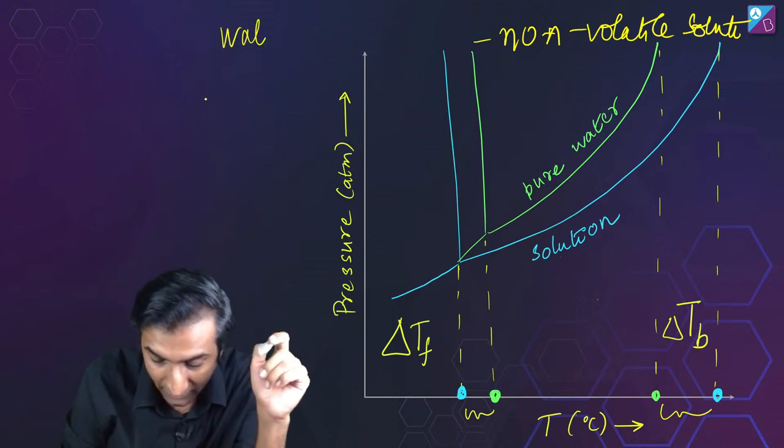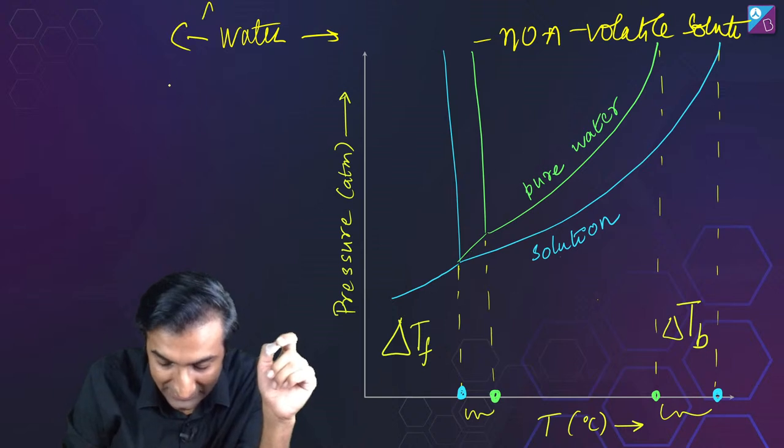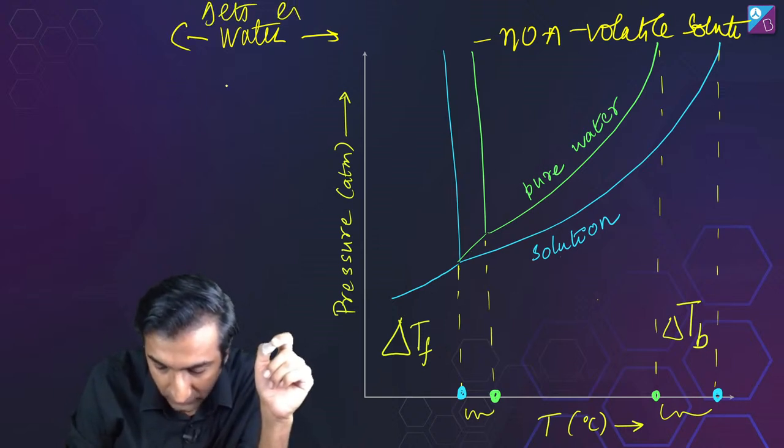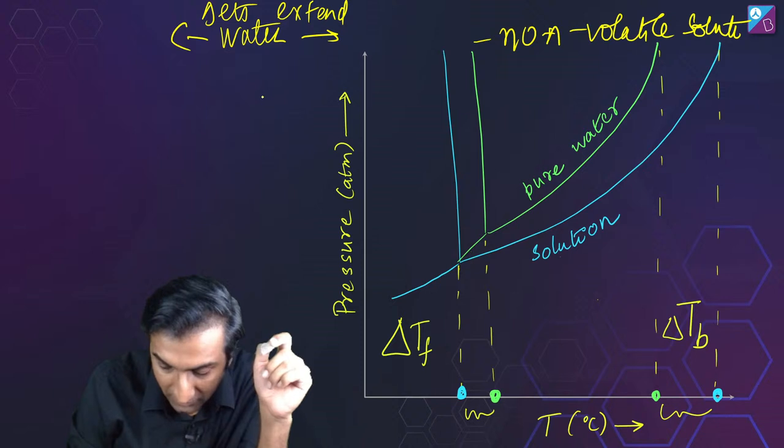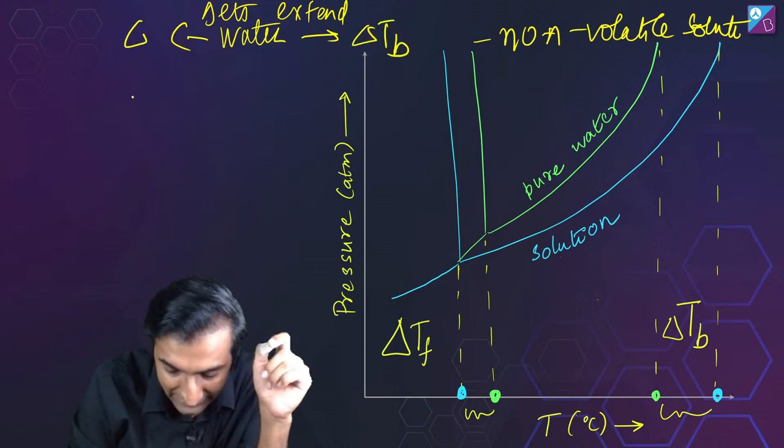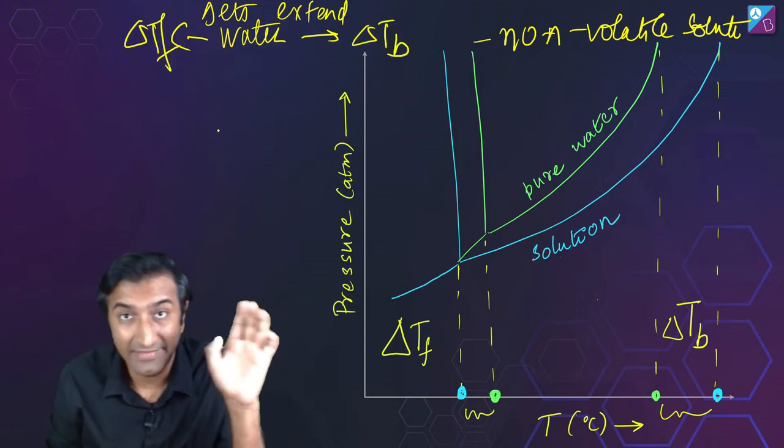Okay, let me write that down again. So water gets extended. Extended matlab delta TB on this side, delta TF on this side. Okay, that's all you've got to remember.